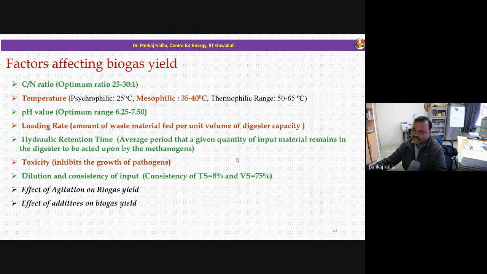Otherwise, if it is very dilute, then what will happen? The microbial activity will not be proper and the solution will be acidic. Again, if it is very high, then it will be difficult to have microorganism activity and the subsequent biogas production rate. And the effect of agitation on biogas yield is also important, because as I said, the scum breaker is also required for enhancing the microbial activity, and the effect of additives on biogas production rate is also important.